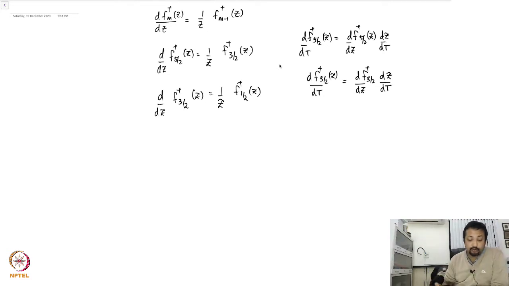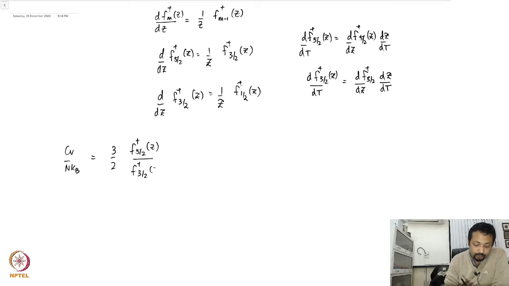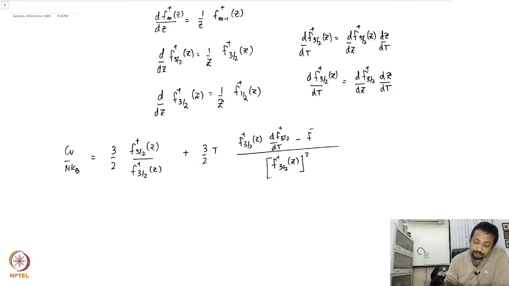So let's go back to the original calculation that we started off with. For the specific heat, C_V over N k_B is going to be 3/2 f_{5/2}(z)/f_{3/2}(z) plus 3/2 T times [f_{3/2}(z)·(5/2) d f_{5/2}/dT minus f_{5/2}(z) · d f_{3/2}/dT] over f_{3/2}(z) whole square.